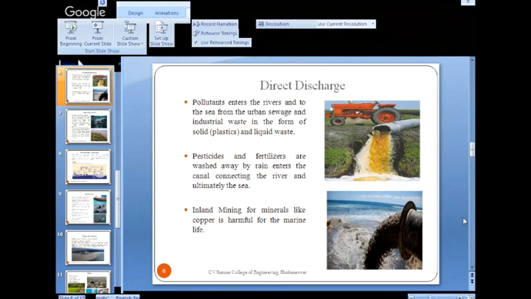Coming to the next one, pesticides and fertilizers, which are generally washed away by the rain, ultimately connecting to the river and reaching the sea. This enhances the growth of algae, which forms a very hazardous environment for the marine life forms inside. Next, we require minerals for our development. For extracting them, we do inland mining. Minerals like copper are very harmful for marine life. So these are the direct discharge sources.